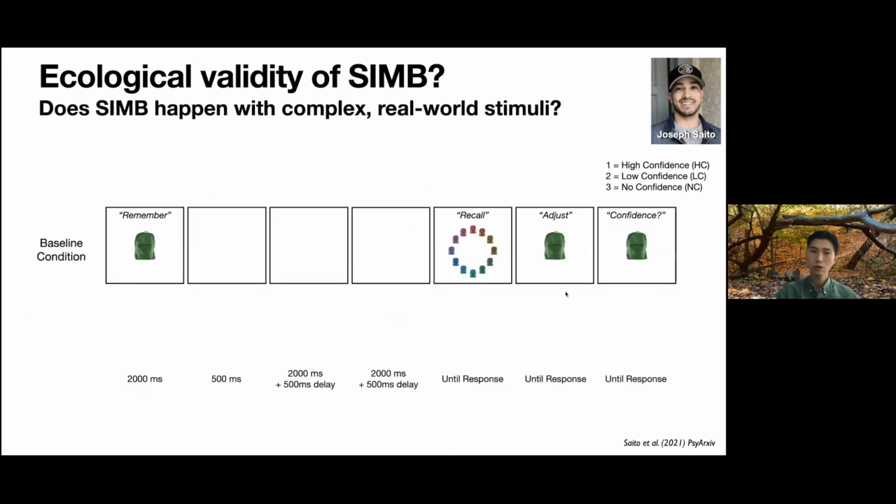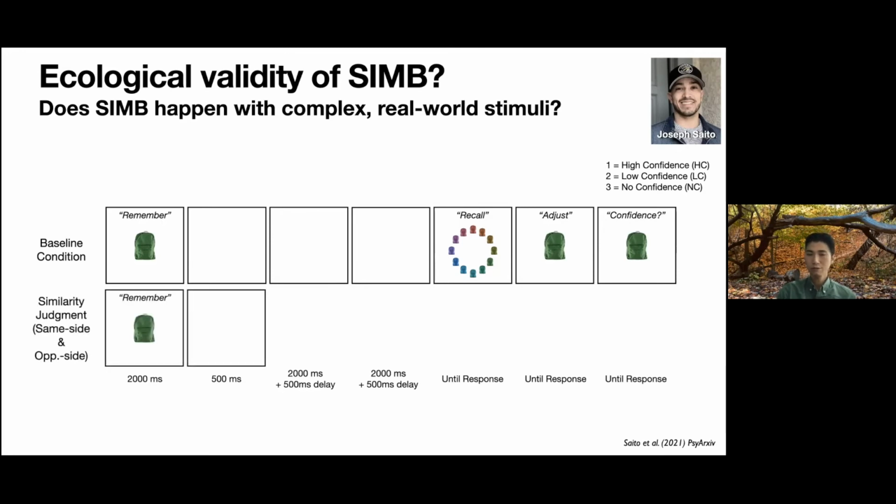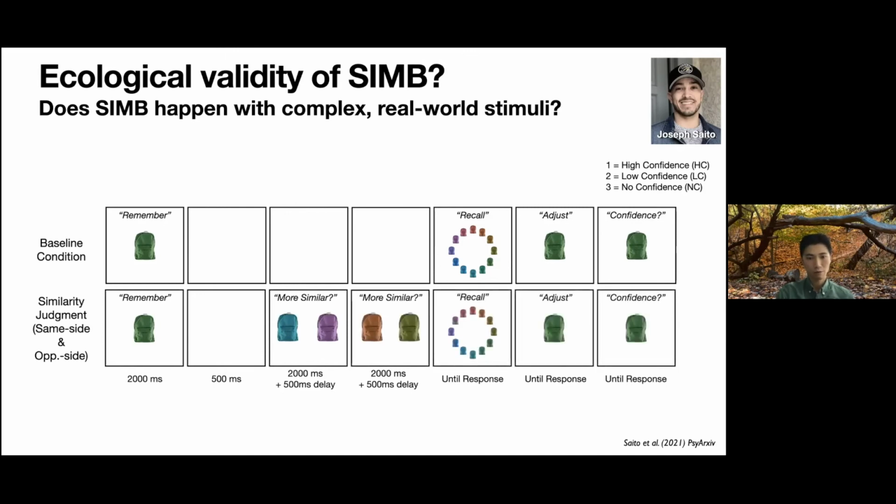And the stimulus of choice was real-world objects. So here, what I'm depicting is the baseline trials. Participants were presented with a colored real-world object, and they had to report the color of it along with the confidence. In the critical condition, we replicated the design of the same side, opposite side probe condition. So just to reiterate, during the retention interval, we presented a pair of probe items and asked people to pick which one is more similar. And we had people do that twice before they reported the original color along with the confidence.